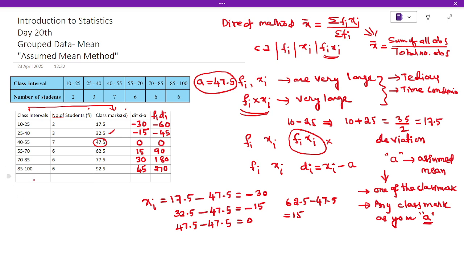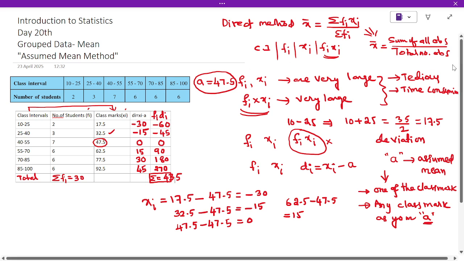So now you just take the sum. This is our final row. Here I am taking the sum of all the observations, that is sigma fi. So that is 30, right? Now I need the sum of this, so what is the sum of this? I'm denoting that with sigma. If you take the sum of all these numbers, that will give you 435. Okay, so now we are done with the table and all the calculations.